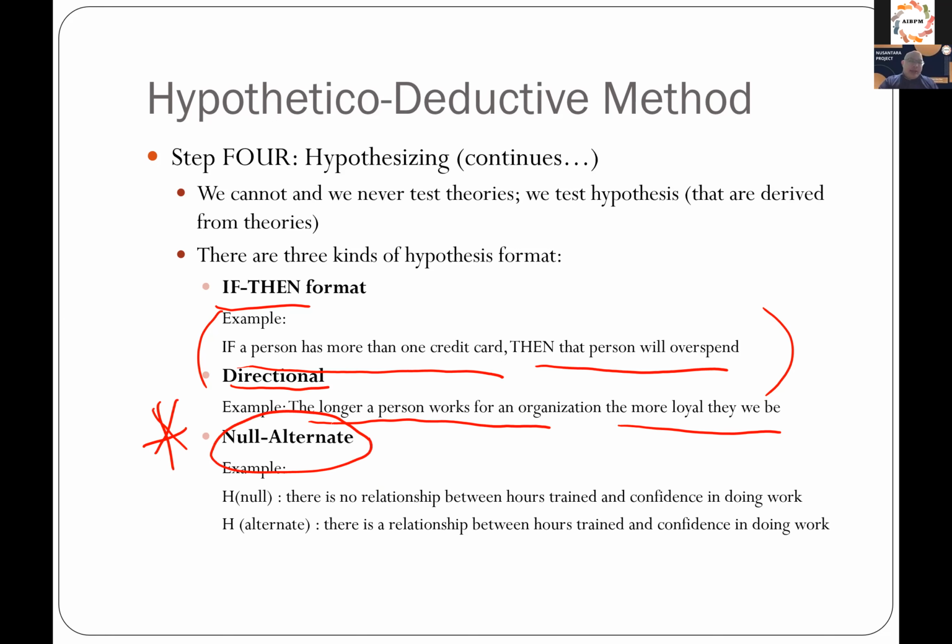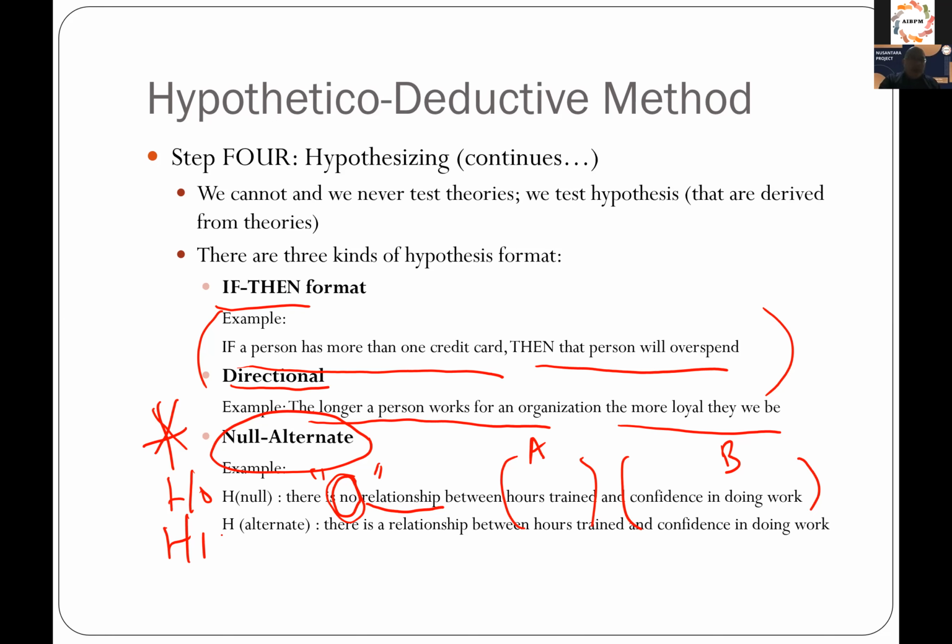Now the null hypothesis and the alternate hypothesis. H0 is the null, and alternate means H1. So for H0, we always focus on no. Okay, there is no relationship between your variables. This is your variable, hours trained, and confidence in doing work. So we call them variable A and variable B. So usually H0, or we call it H-nought, we always focus on no. We always focus on no, between hours trained and confidence in doing work.